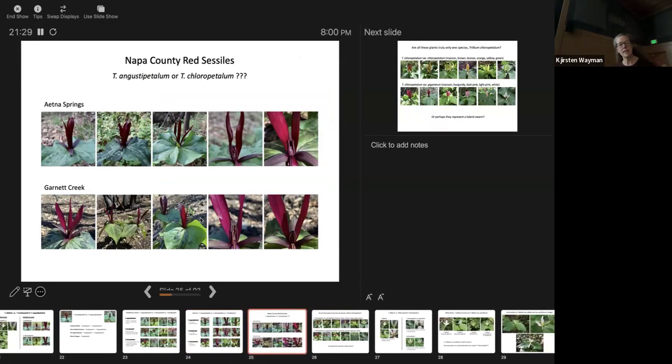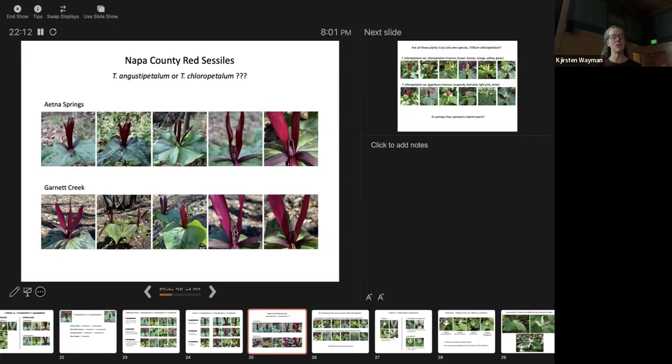So now comes the Napa County red sessile. There are a couple populations, one I call Etna Springs and the other is Garnet Creek. These populations are about 4 miles apart by bird. By driving, it's about an hour or so, a long distance, but 4 miles by bird. And they have maroon petal colors. They have these long, narrow petals, much like angustipetalum, so we might assume angustipetalum. But if we look closer in at the stamens and ovaries, there's a little bit of variation there. Some are straight and pressed against the ovary, some have a little bit of curvature, and some have heights that are about twice that of the ovary.